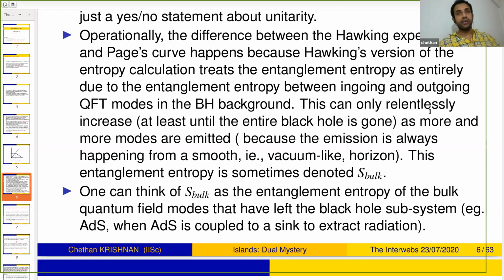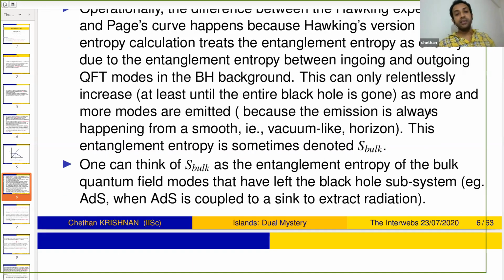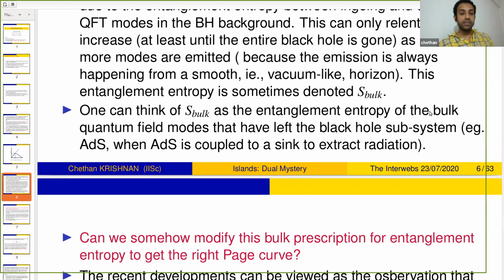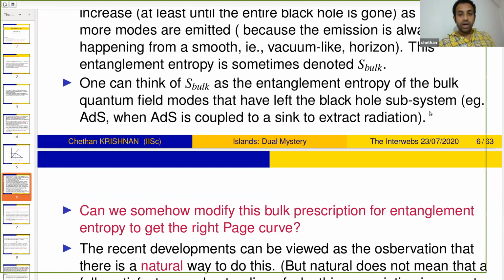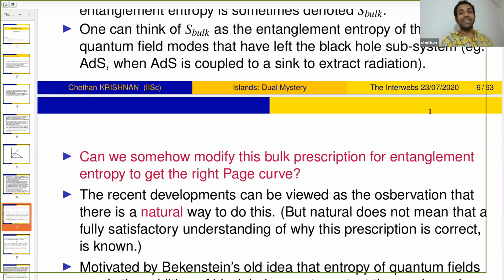And in the context of many of the calculations that have been done recently, this will be an AdS, which is coupled to a sink. AdS you can think of as the system, and the sink will be the second tensor factor that is necessary for formulating the Page curve problem. Okay, so how can we modify this bulk prescription for entanglement entropy to get the right Page curve?